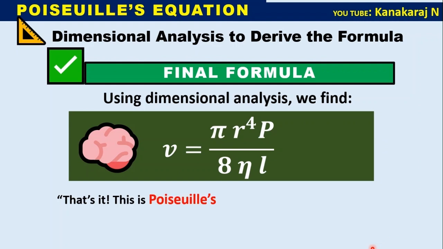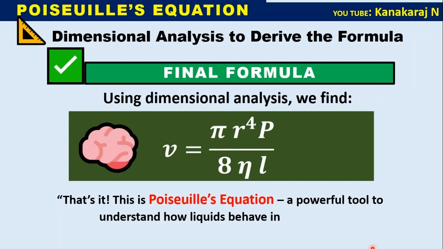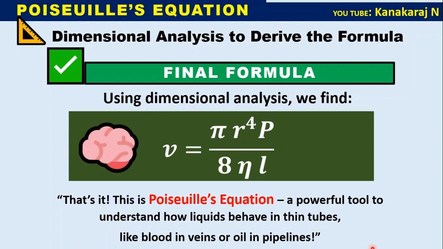That's it. This is Poiseuille's equation, a powerful tool to understand how liquids behave in thin tubes, like blood in veins or oil in pipelines.